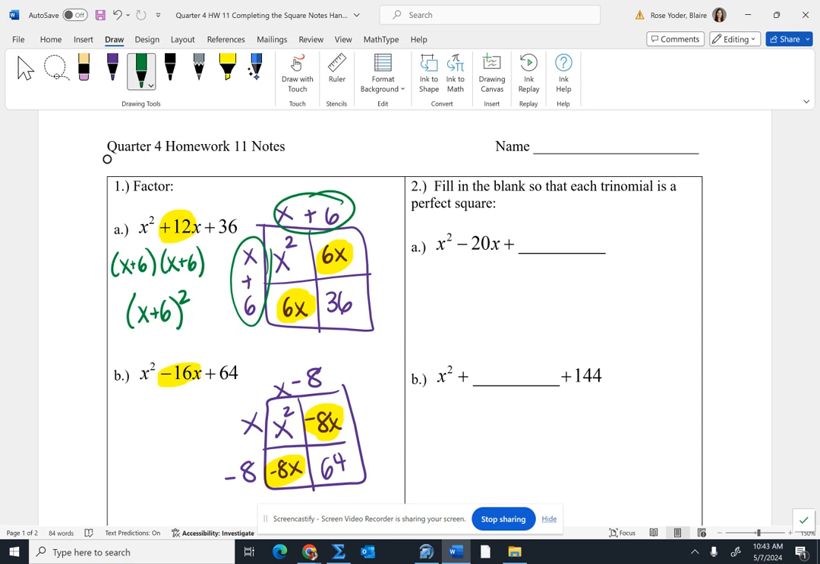Instead of writing x minus 8 times x minus 8, I'm going to jump right to x minus 8 squared. Understanding how to factor a perfect square trinomial is going to be the key for doing the completing the square work that we're about to do.